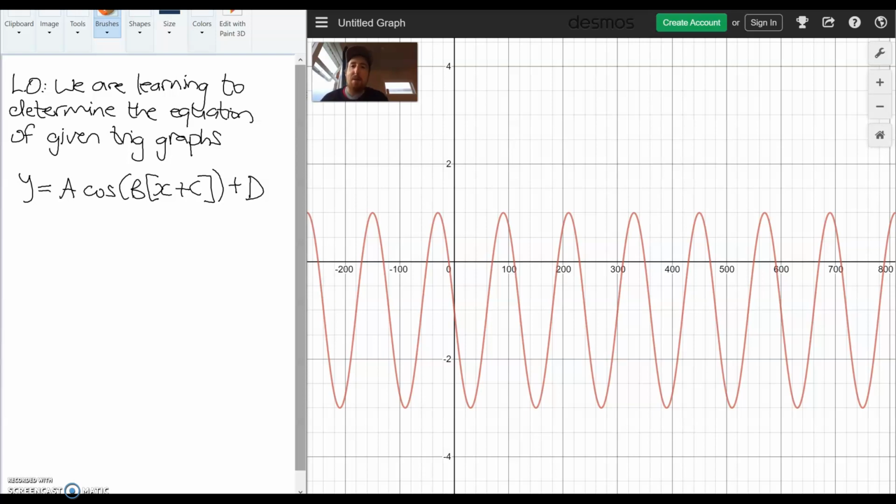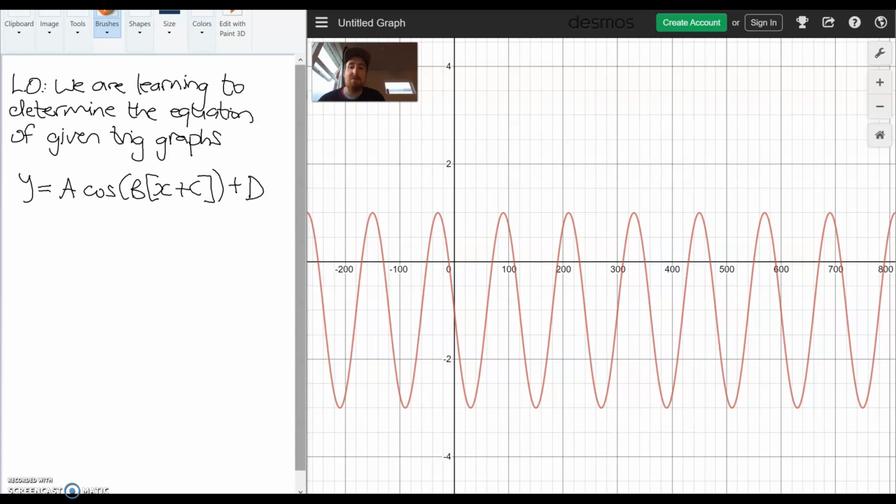Today's learning objective is on the paint on the left, and we are learning to determine the equation of given trig graphs. What we're going to do is start off with a cos graph, and I've written down the cos formula on the left there. Before we get into the graph on the right, let's recap what the A, B, C, and D in our trig graph actually meant.